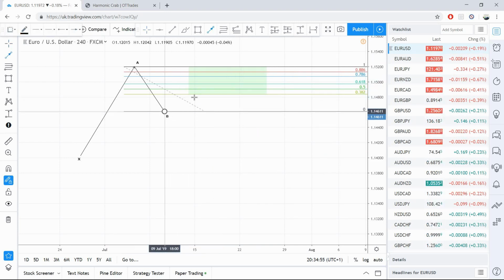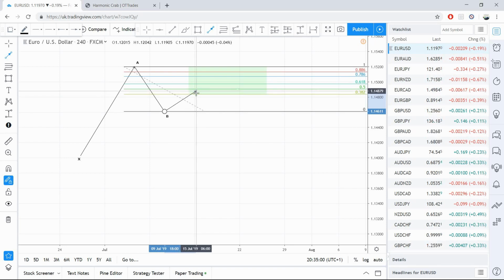So price is going to retrace from B. It's going to exceed the 382. Now price can exceed that 382 just by the wick. So the wick of the candle can come up through the 382 and then price can collapse back down and close below that 382. So long as the wick has exceeded that, and even if it closes below it and continues lower, that wick has exceeded the 382 level, therefore the pattern is still valid.